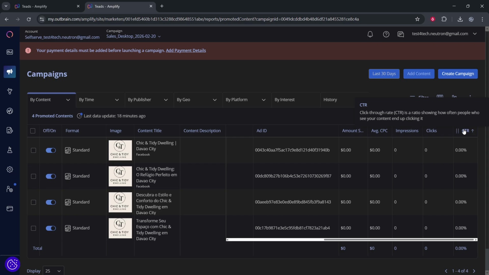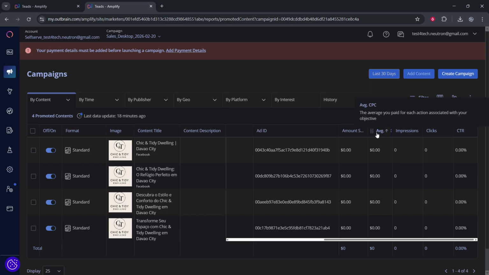Then review your cost and spend metrics. Spend is simply the total amount your campaign has used so far. From there, check cost per click, or CPC, which is spend divided by clicks. CPC tells you what you're paying for each visit to your site. Lower CPC is generally better, but always weigh it against the quality of traffic and downstream results.